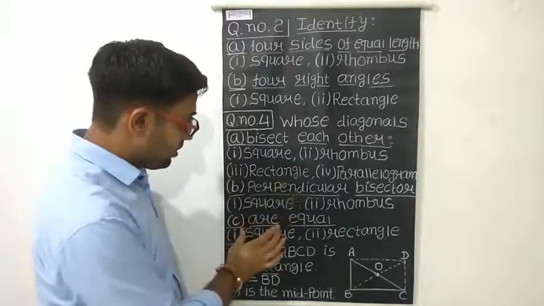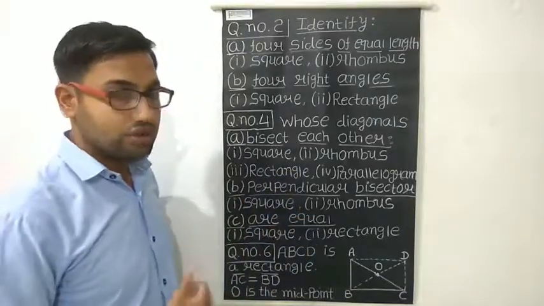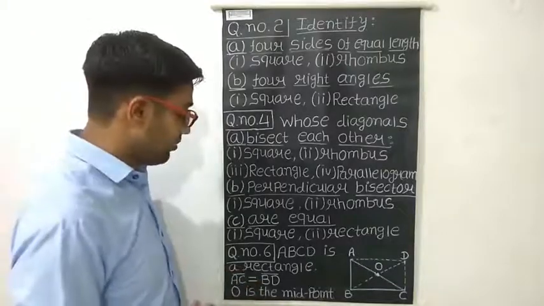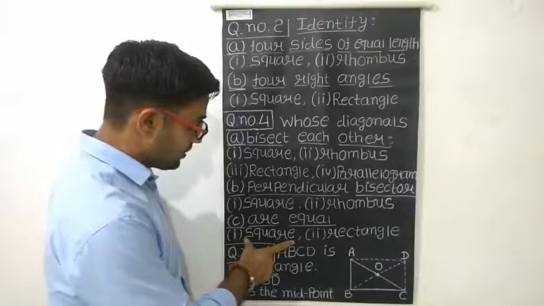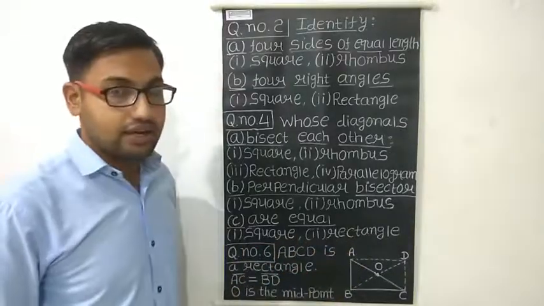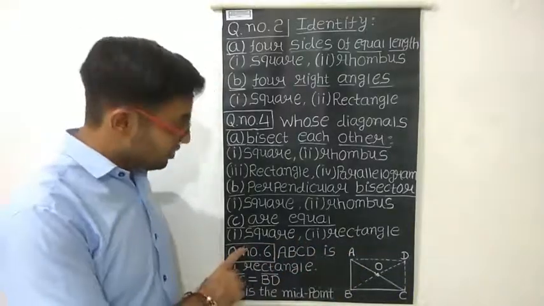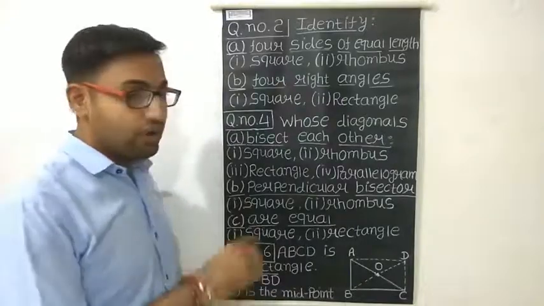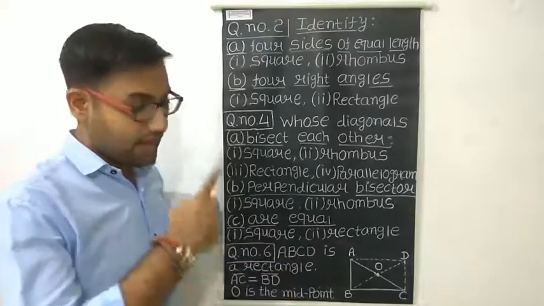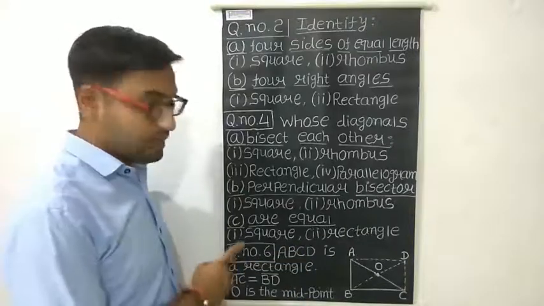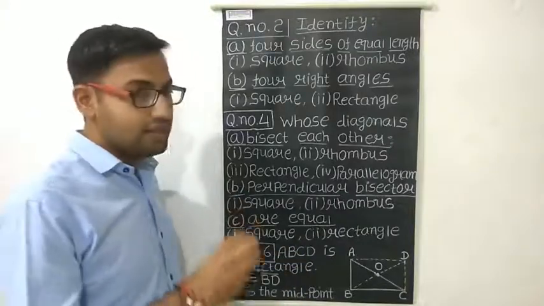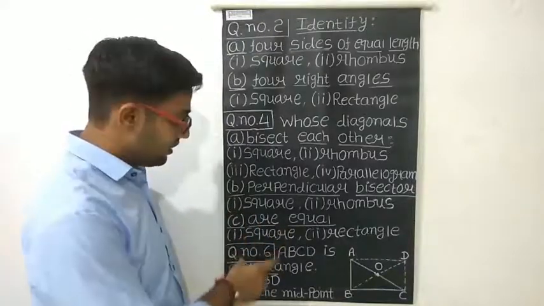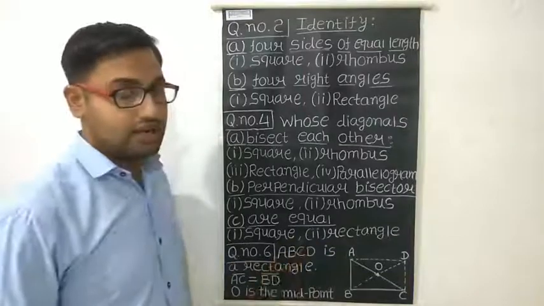C is, the diagonals are equal. So here also, which two or three or four quadrilaterals have the diagonals equal? Only two shapes. One is square and second one is rectangle. That means these two quadrilaterals have all the angles right angles, and these two quadrilaterals have diagonal length equal. Right? There are two quadrilaterals, one is square and second one is rectangle.